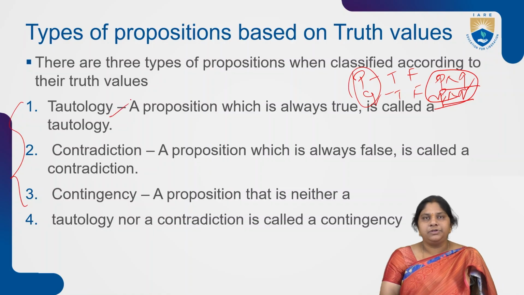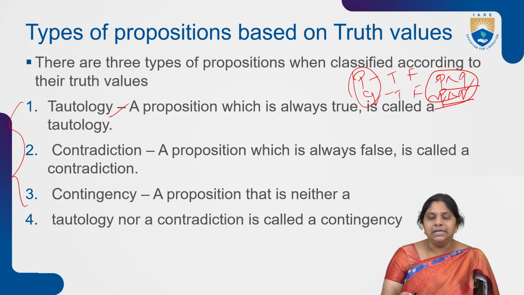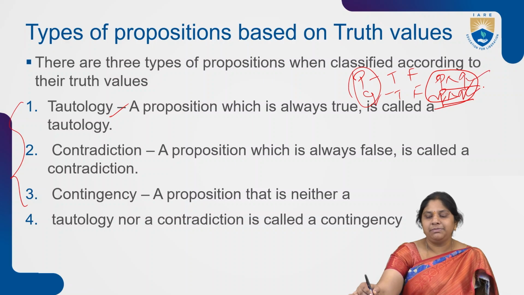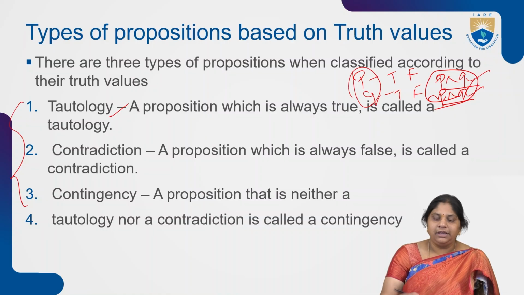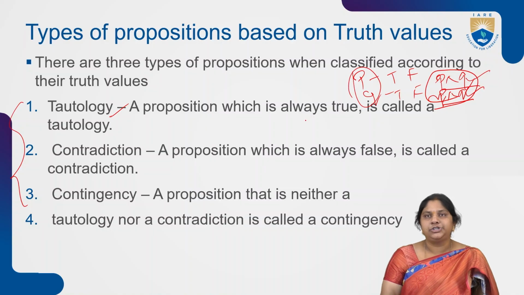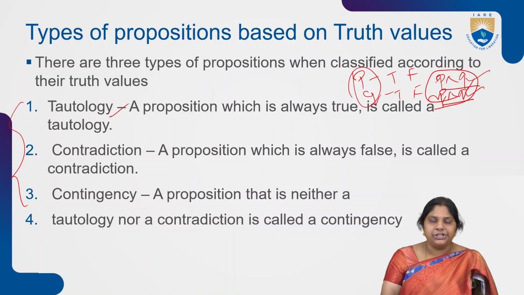Tautology. From now onwards, a proposition means a compound statement, not a single statement like P or Q, negation P, P and Q, P or Q, like any compound statement. A proposition which is always true is called a tautology. In any condition, it should come as true only.